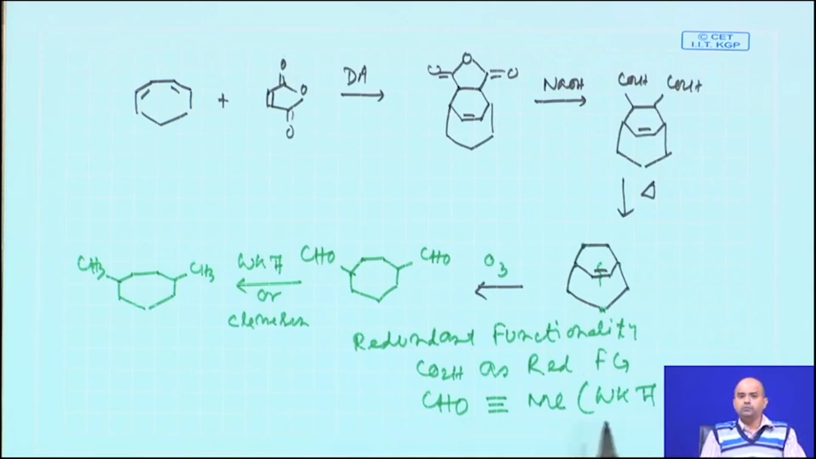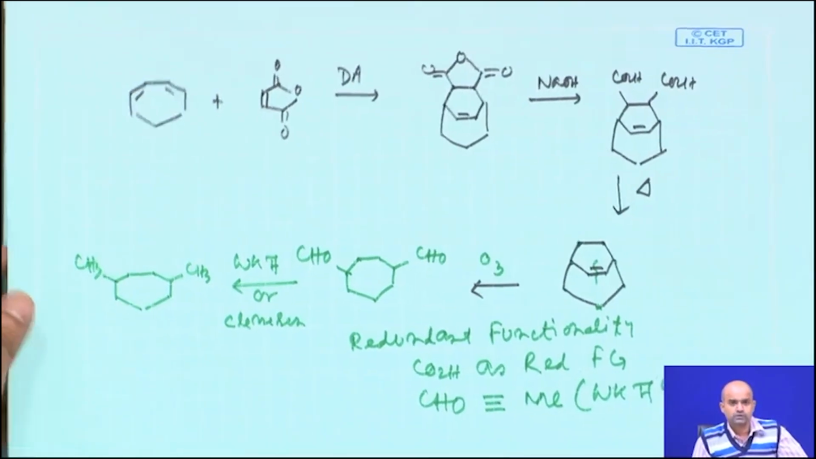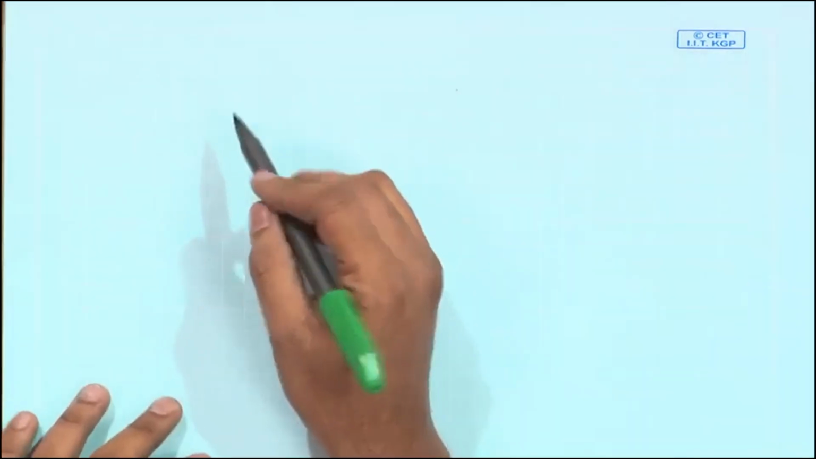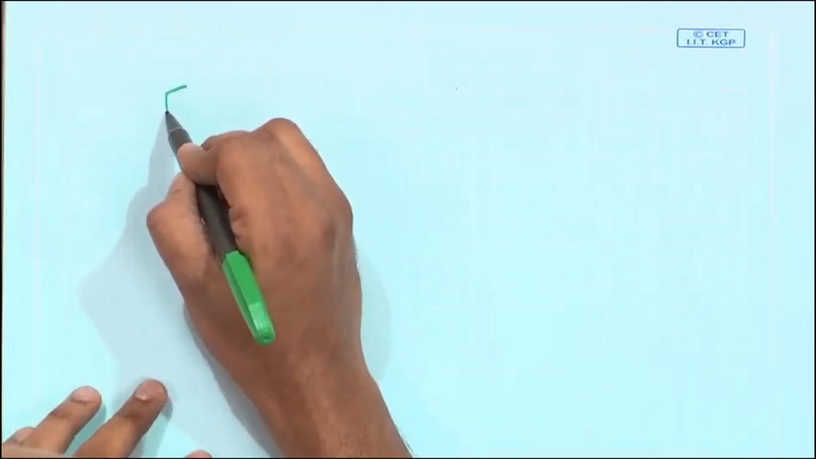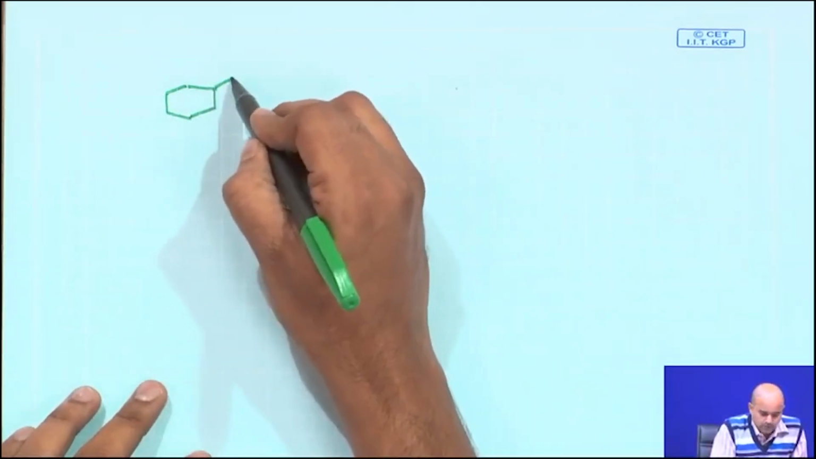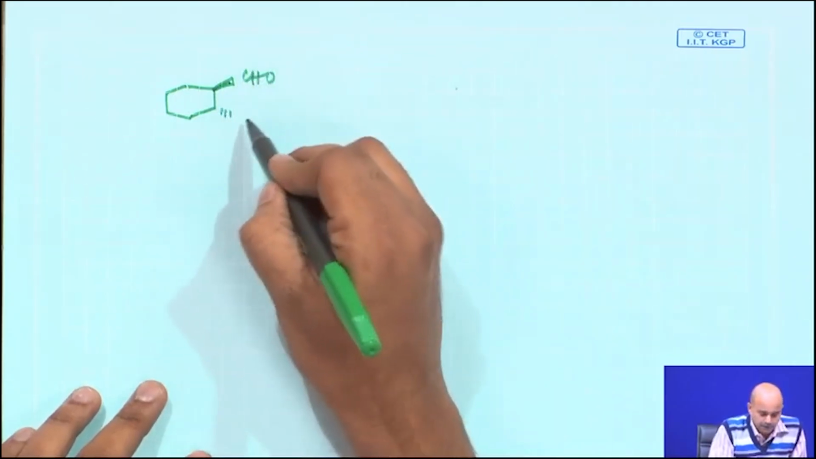So, until and unless you know this Wolff-Kishner and Clemmensen, you will not be able to use the concept of redundant functionality for this molecule, and redundant functionality is a very nice demonstration of how, for a typical target molecule where you do not have an active functional group, you need to introduce the redundant functionality. On the same line, we will now pick up some other examples which will basically give you a conceptually clear-cut idea of the entire topic.